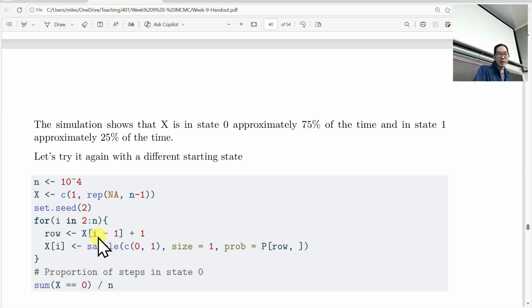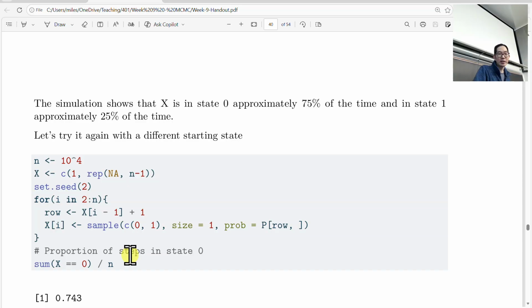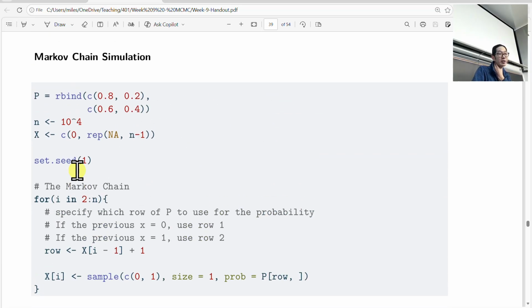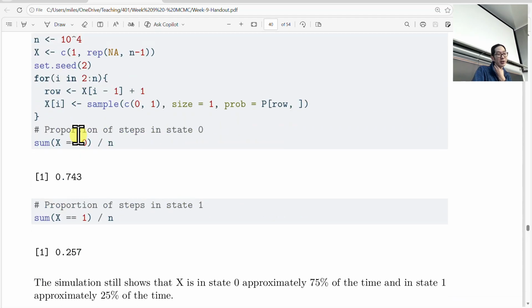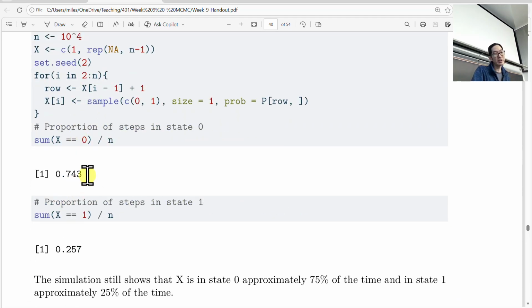I could say, what if I started off at state 1? Okay, so here I started at state 0. What if I started at state 1? Okay, same kind of thing. I end up around 75% of the time in state 0, around 25% of the time in state 1.